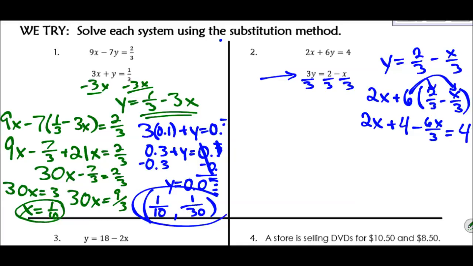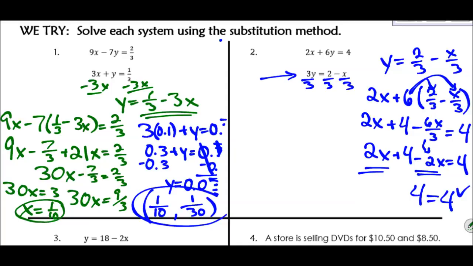That second x term, that 6x over 3, we can simplify. That's 6 over 3, or, minus, that changes into 2x. And something kind of special is going to happen here. We have 2x minus 2x, that's just 0. So we have 4 equals 4. That's a true statement. So we know that anything that we plug in for x is going to make these equations true. We have an infinite number of solutions.